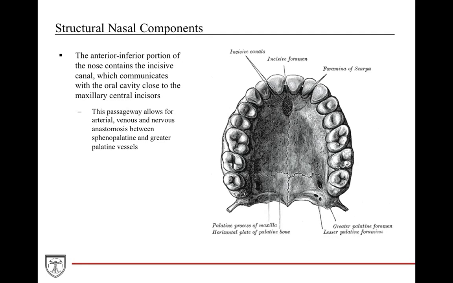Other important structural nasal components include the incisive foramen, which we mentioned previously. It's that canal that's located in the greater palate. It communicates between the oral cavity and the nasal cavity. And again, it's that passageway between the sphenopalatine and the greater palatine vessels. So now we'll talk about the nasal cavity in a little more detail.